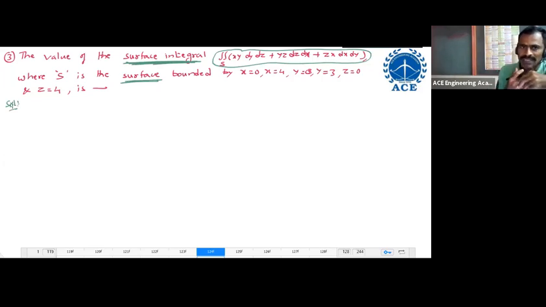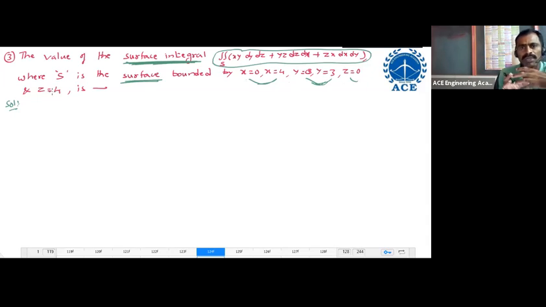Whenever a surface integral is given, first observe the given object. Check whether the object is a closed surface object or an open surface object. Here the object is given by these 1, 2, 3, 4, 5, 6 planes only. That is x equal 0 and x equal 4, these two are parallel planes. y equal 0 and y equal 3, these two are parallel planes. z equal 0 and z equal 4, parallel planes. That is, we are given a cuboid with all 6 faces. Cuboid is our object with all 6 faces.